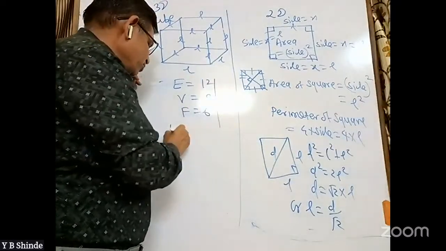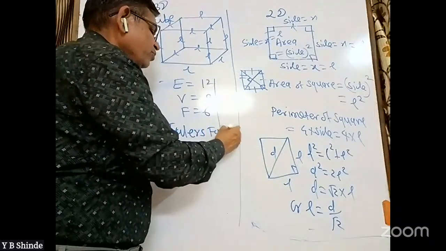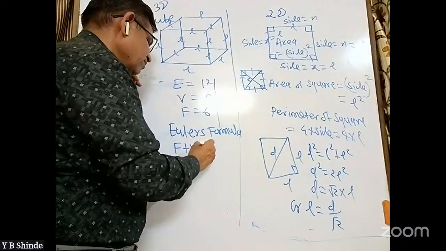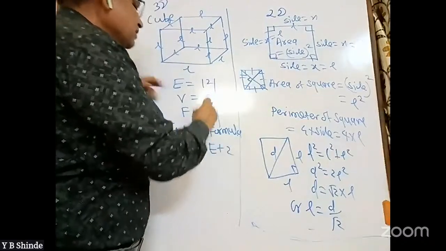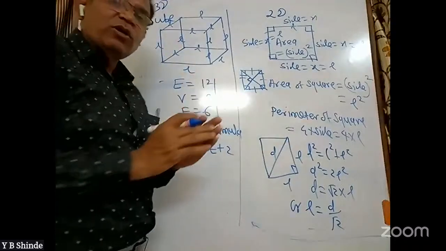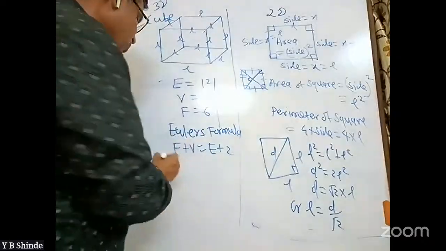Euler's formula. What is Euler's formula? If you remember, it is F plus V is equal to E plus 2. See here, 6 plus 8, 14, is 12 plus 2. Forget about it, it is not my job today. How many faces does it have? 6 faces. What is its total surface area?